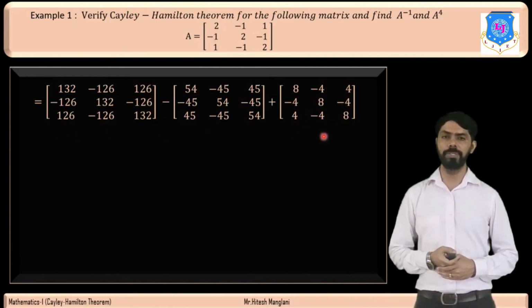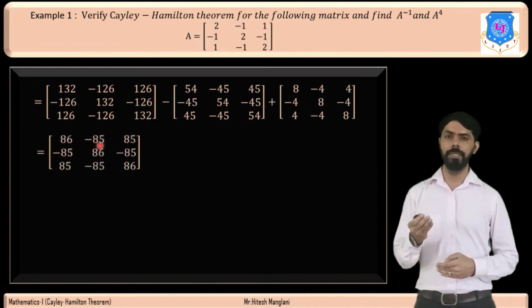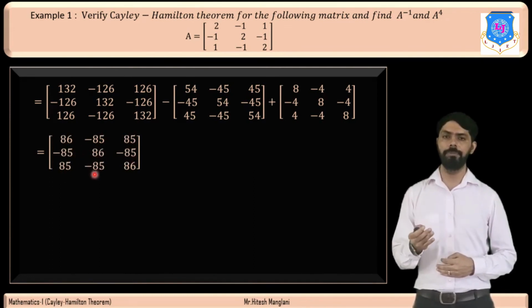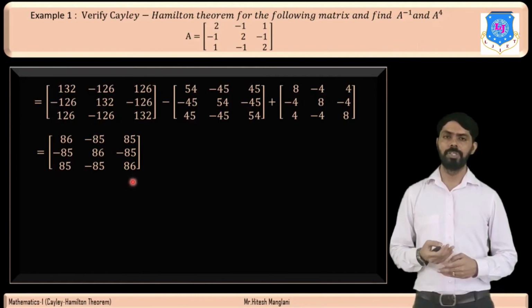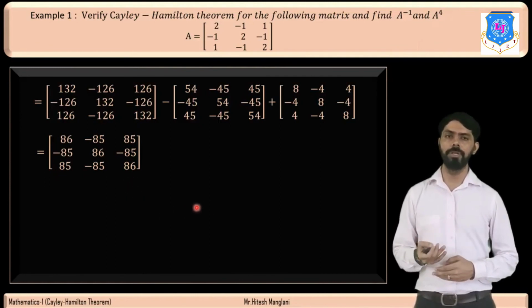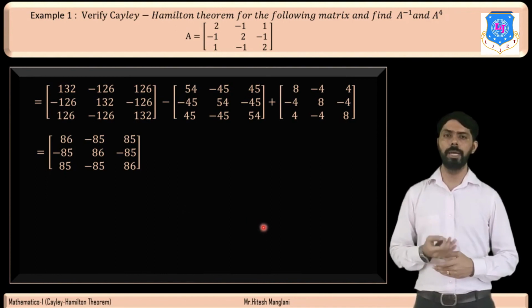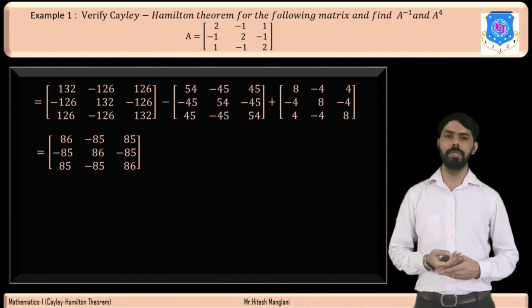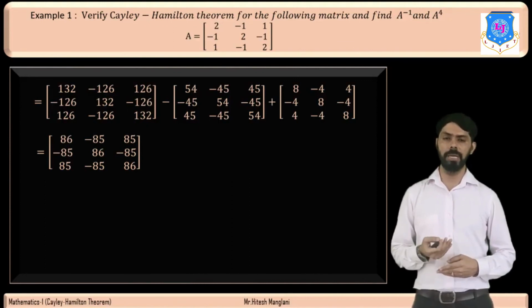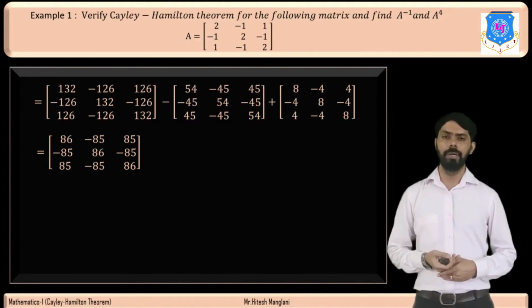If we simplify this result, then it will be [86 -85 85; -85 86 -85; 85 -85 86]. So this is the answer of A raised to 4. So this is how we can find out A inverse and A raised to 4 using Cayley-Hamilton theorem. So in today's lecture, we have discussed Cayley-Hamilton theorem and one example related to Cayley-Hamilton theorem.